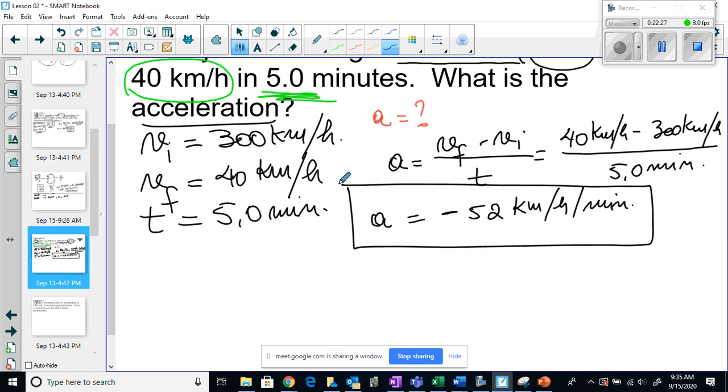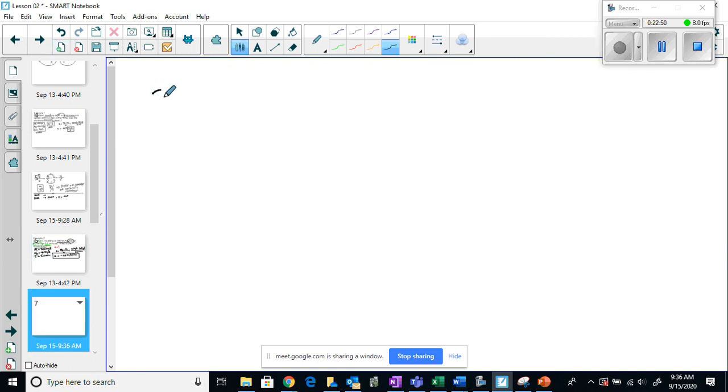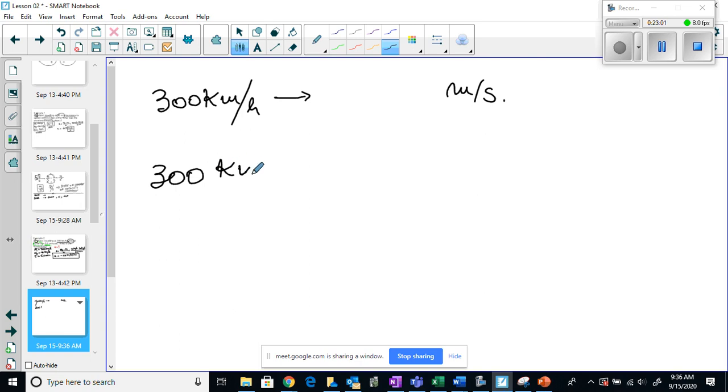But let's do some work here and convert the 300 kilometers per hour, the 40 kilometers per hour, and the 5 minutes into meters per second and seconds, and then find the acceleration in meters per second squared. So we have 300 kilometers per hour first. Let's convert them into meters per second. So we'll start with what is given, converting first the kilometers into meters.